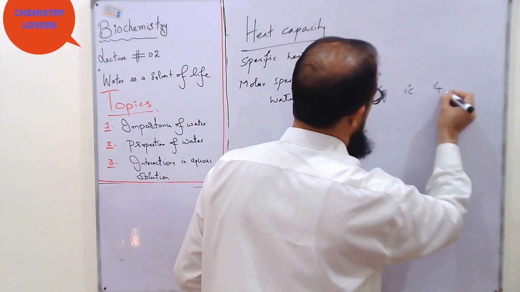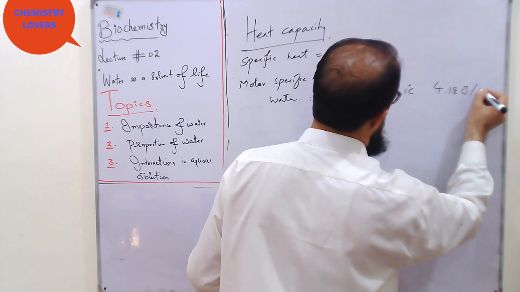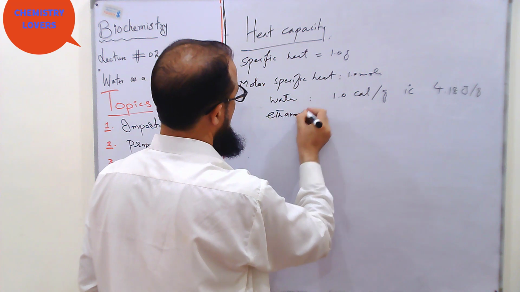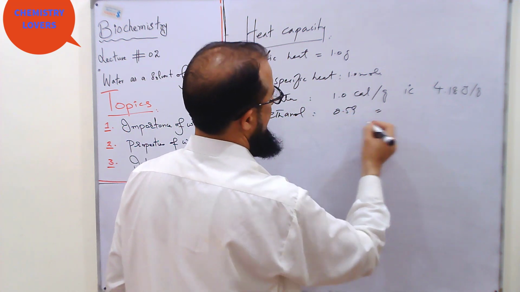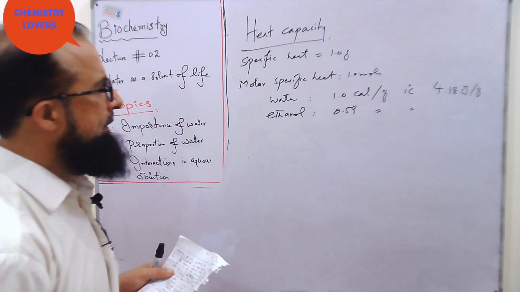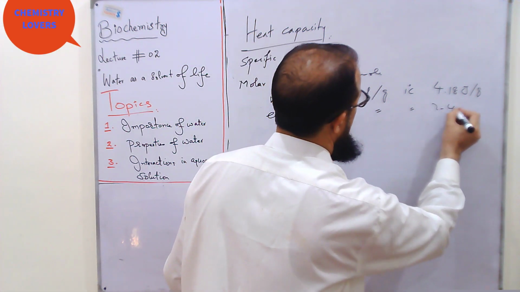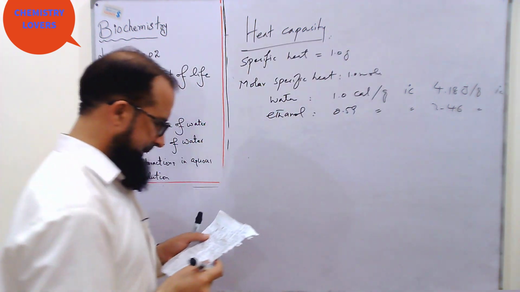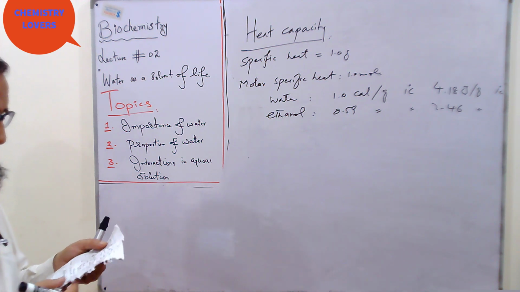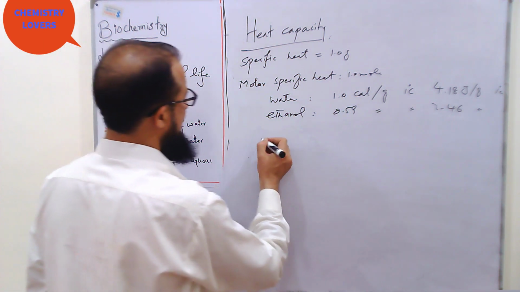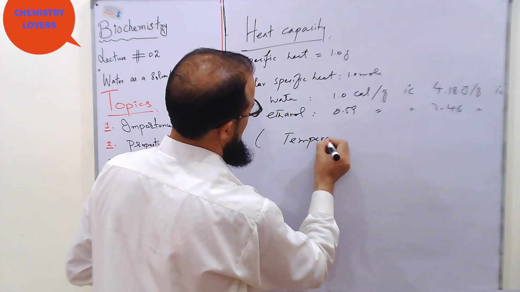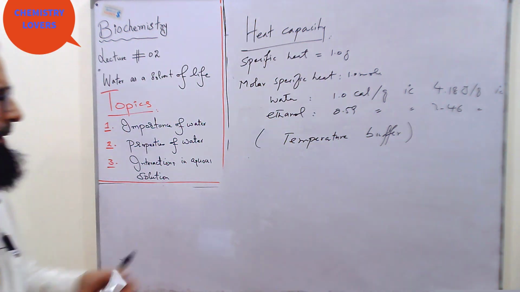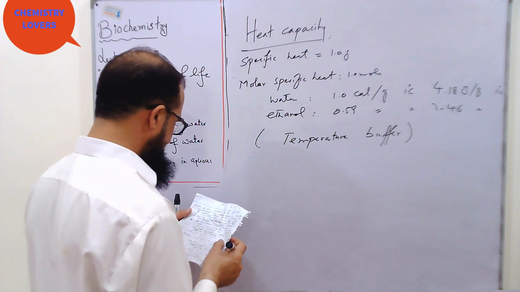That is equal to 4.18 joule per gram in units of joule. For ethanol, we have 0.59 calorie per gram for each 1 degree rise in temperature, which is equal to 2.46 joule per gram for each 1 degree rise in temperature. So this high heat capacity of water makes water a temperature buffer. So it maintains the temperature of the earth with the help of the high heat capacity of water.